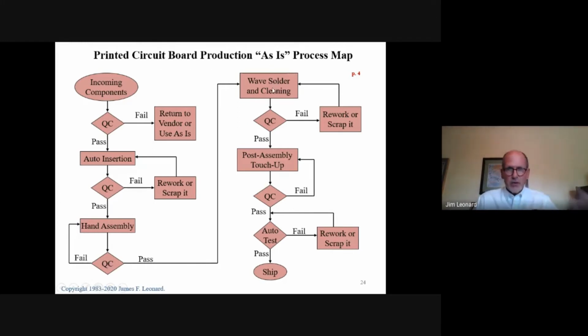If it passes, on to wave solder and cleaning, followed by QC inspection. If it fails, we rework or scrap it. If it passes, on to post-assembly touch-up. I found that fascinating. Not only do we assemble it, but 2 steps later, with 2 QC inspection steps in between, we post-assembly touch it up, followed by QC inspection. If it fails, back to post-assembly touch-up. If it passes, on to an auto test for functional performance. If it fails, rework or scrap it. If it passes, ship it.